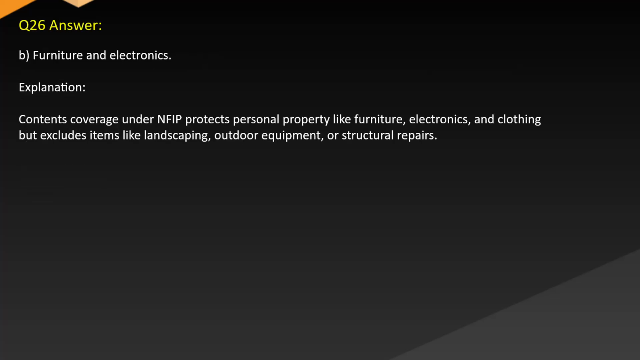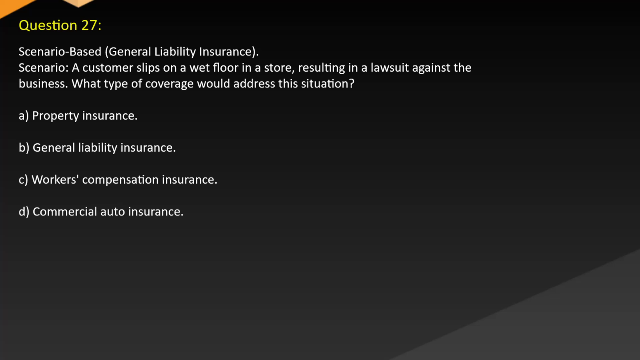Answer: B. Furniture and electronics. Explanation: contents coverage under NFIP protects personal property like furniture, electronics, and clothing, but excludes items like landscaping, outdoor equipment, or structural repairs. Question 27.